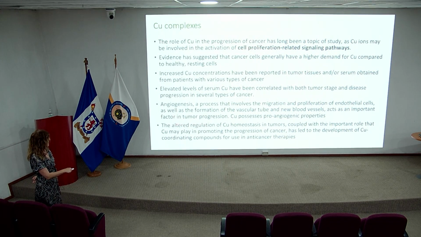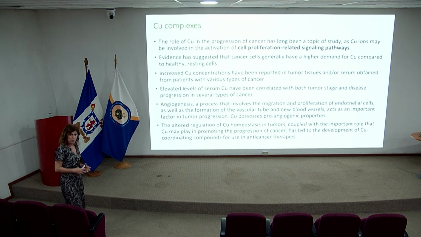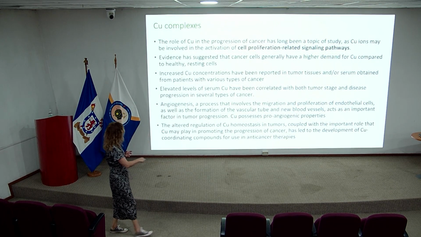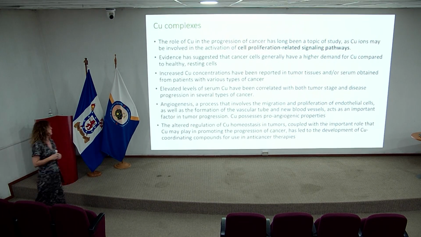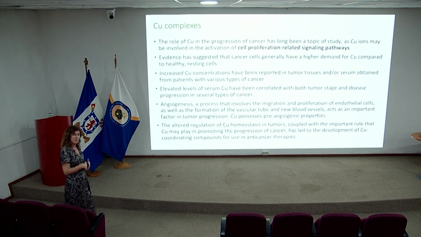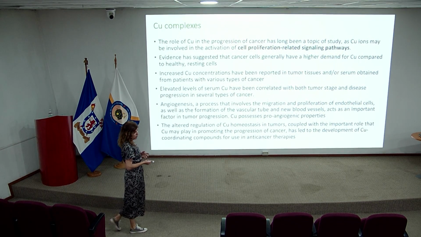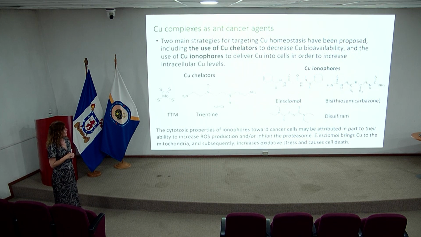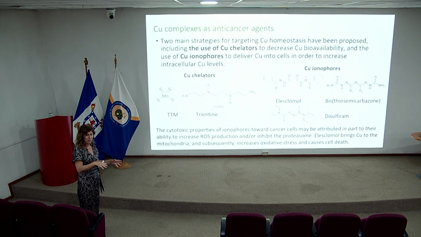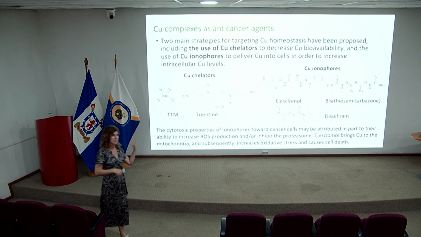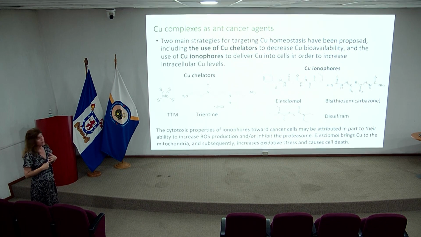So, in fact, the autoregulation of this copper homeostasis that I showed you in the last slide in tumors, coupled with the important role of copper in the progression of cancer, has led to a great investment in the development of copper complexes for anti-cancer therapy. And while for platinum and ruthenium it's easy to show the highlights, the best compounds, the first generation, etc., for copper there is a wide range of compounds that have been developed.